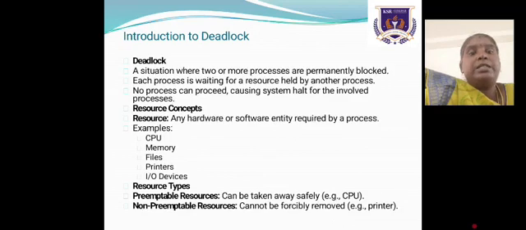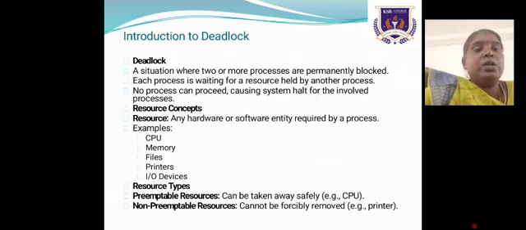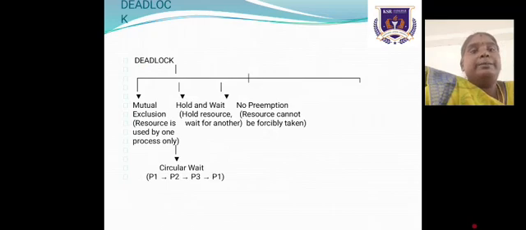The resource types are preemptible resources and non-preemptible resources. Preemptible resources can be taken away safely. For example, CPU. Non-preemptible resources cannot be forcibly removed. Example, printer. Deadlock conditions. Mutual exclusion: the resource is used by one process only. Hold and wait: hold a resource, wait for another. No preemption: resource cannot be forcibly taken.